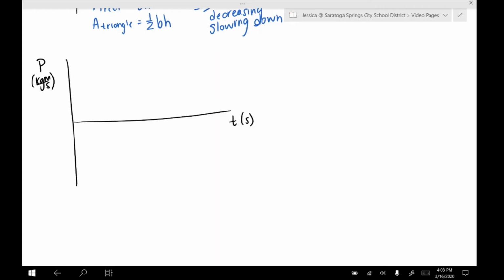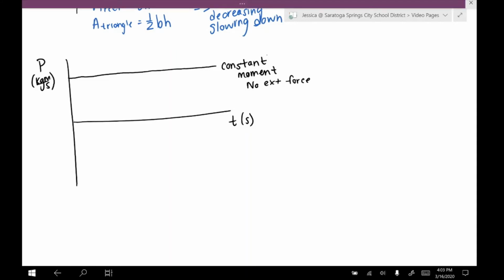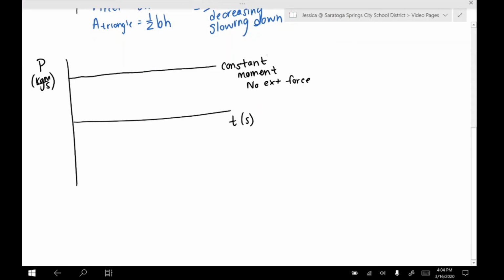If we have an object with no external net force on it, we expect the momentum to remain constant. So constant momentum here means no external force. Whereas, if we have a graph that maybe looks something like that, here we have changing momentum.